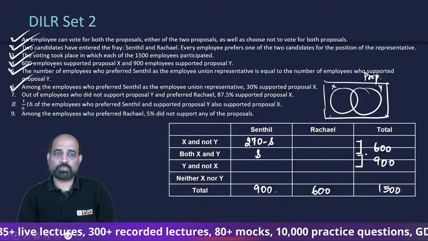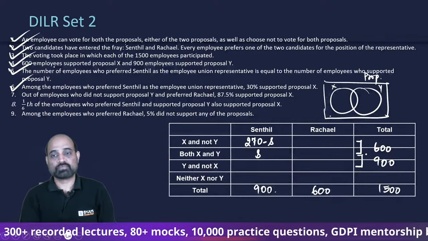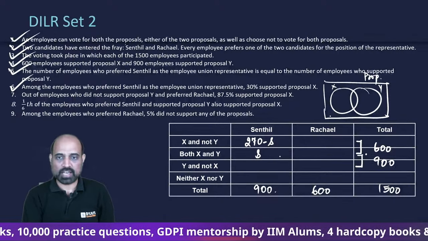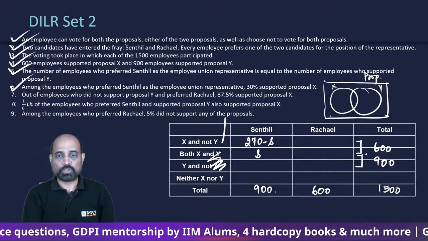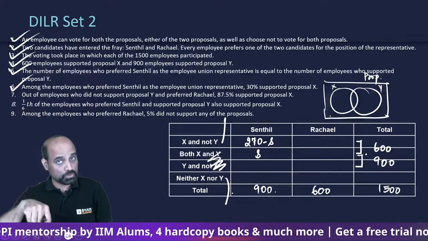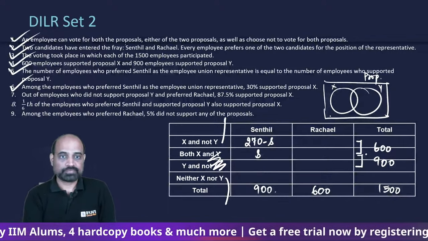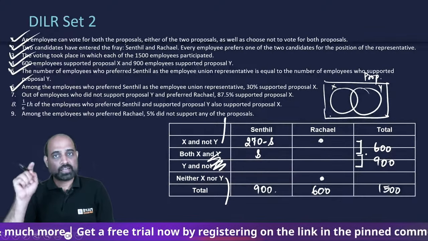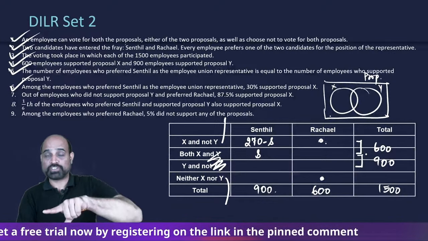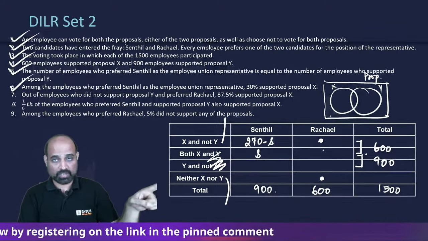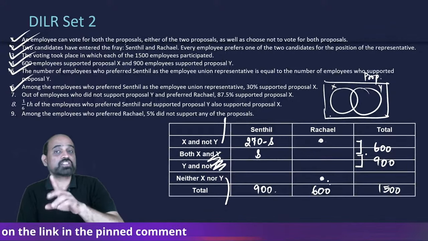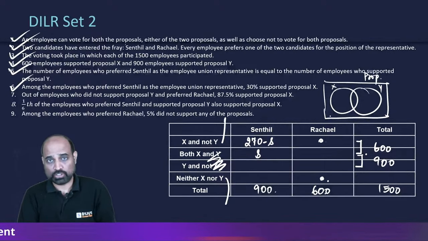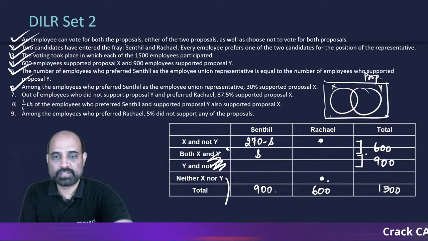Seventh, out of the employees who did not support proposal Y, the people who did not support proposal Y. So proposal Y supporters are these. Not proposal Y supporters are these two. So of these two, and preferred Rachel. So we're talking about these two cells. This cell is the one who supports Rachel and doesn't support Y. The bottom cell is who supports Rachel but doesn't support Y. Whether they support X or not, that's not our concern. Shouldn't support Y, right? Okay.